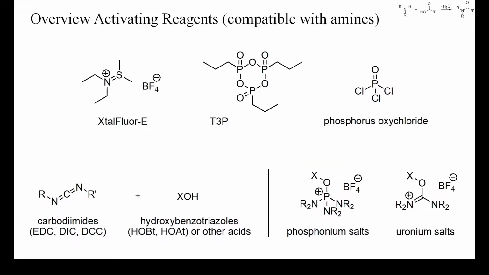The most relevant coupling reagents compatible with amines are shown here. These include cationic reagents such as Ixtal fluor, phosphonium and uronium salts, which, because of their positive charge, react faster with anionic nucleophiles than with neutral ones. Then, most phosphorus-based electrophiles quickly form strong bonds with oxygen nucleophiles, but only weak bonds with nucleophilic nitrogen. Carbodiimides in combination with some auxiliary acid quickly convert carboxylic acids into active esters, even in the presence of primary or secondary amines. I'll show you the precise mechanism in a minute.